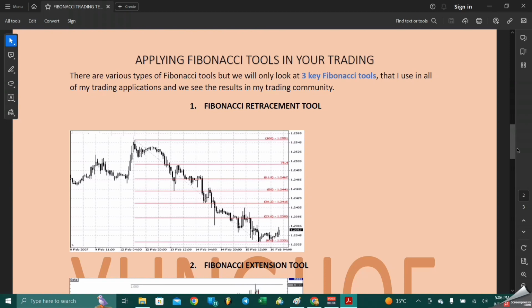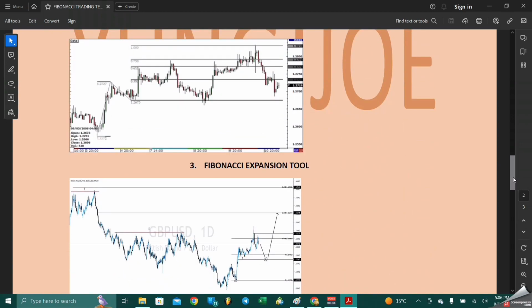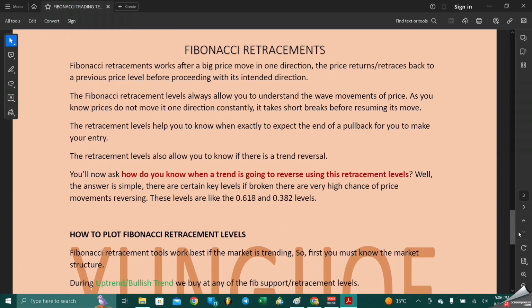There are various Fibonacci tools, but I will only talk about three. The first one is the Fibonacci retracement tool. The second one is the Fibonacci extension tool, and the third one is the Fibonacci expansion tool. So let's start with the Fibonacci retracement. How does the Fibonacci retracement work?